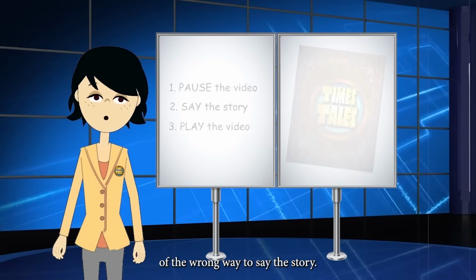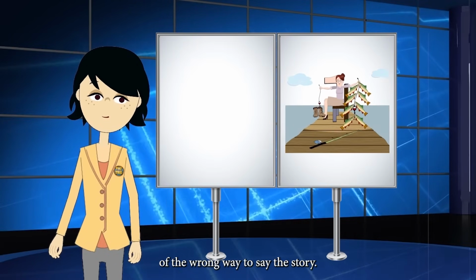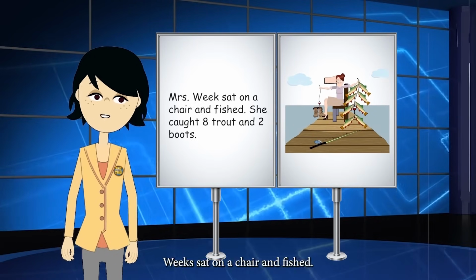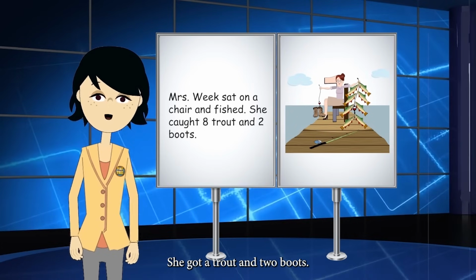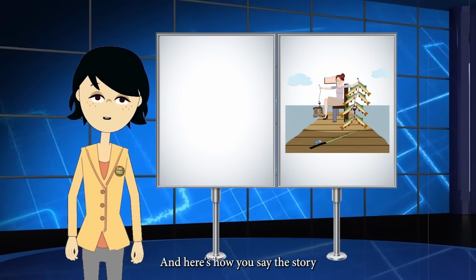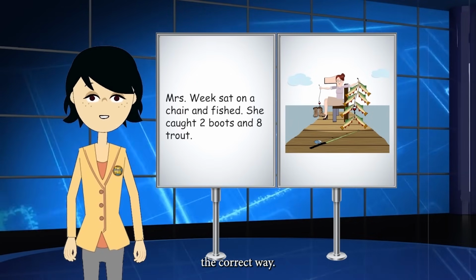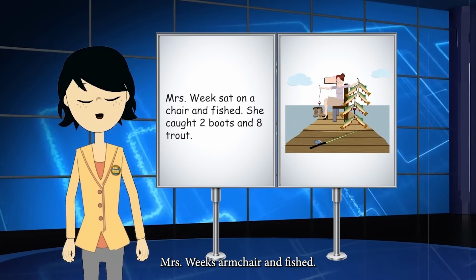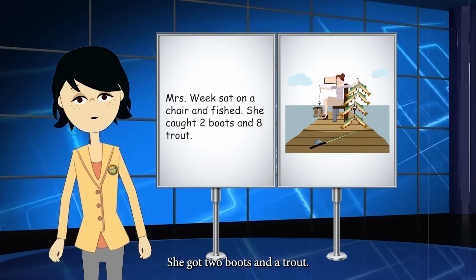Here's an example of the wrong way to say the story. Mrs. Weeks sat on a chair and fished. She got 8 trout and 2 boots. And here's how you say the story the correct way. Mrs. Weeks sat on a chair and fished. She got 2 boots and 8 trout.